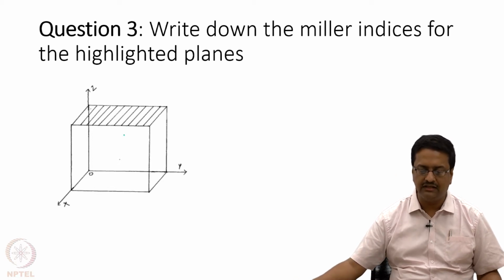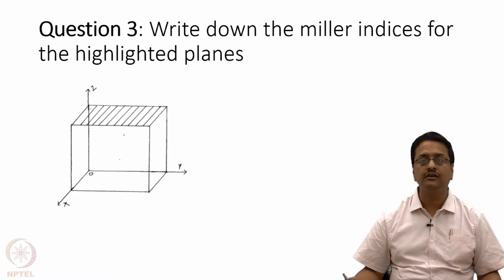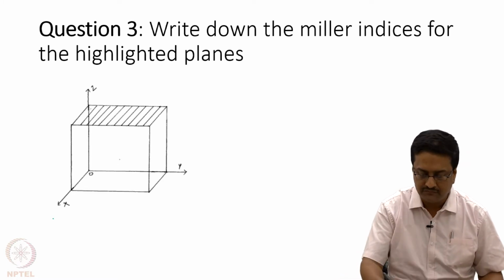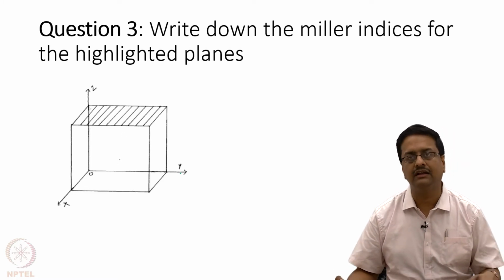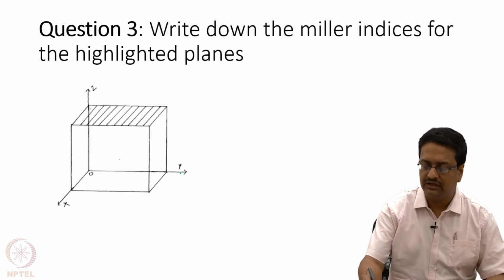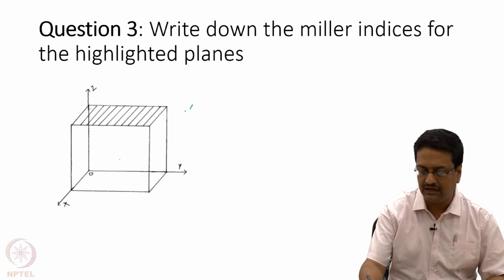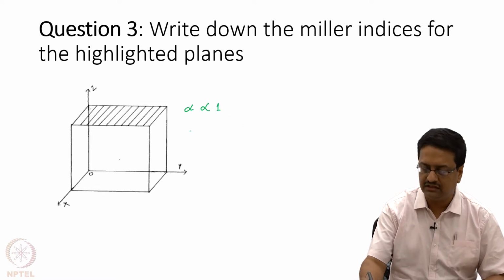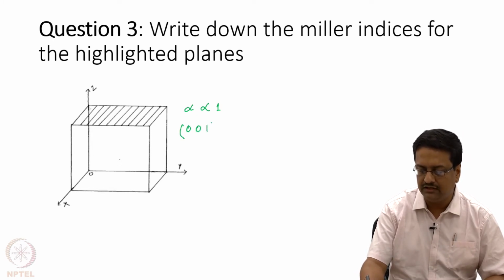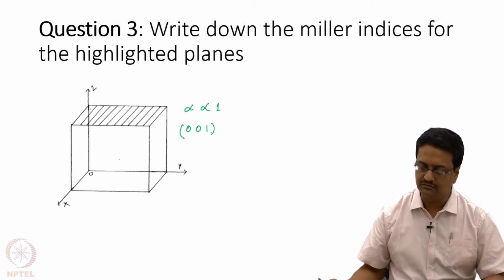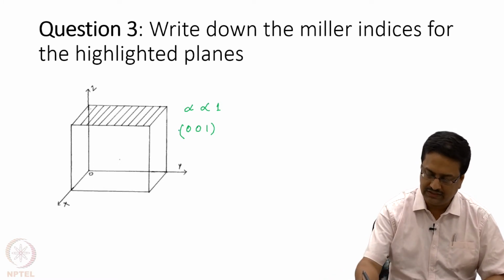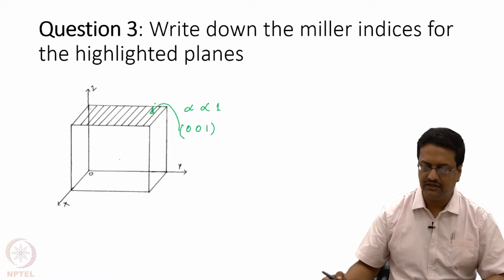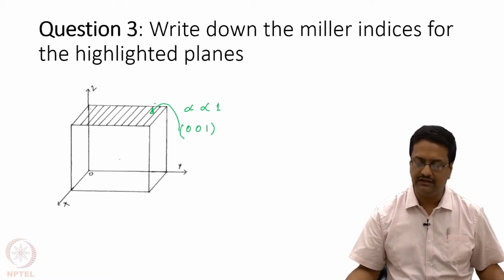Here the first one, as you could see, is parallel to both x and y. So intercepts along x and y are infinity and infinity, and it cuts z at 1. So you take the reciprocal, 0, 0, 1, and then enclose it in the first bracket. So this plane is the (0 0 1) plane.